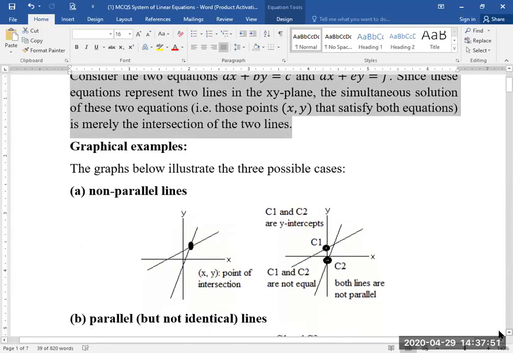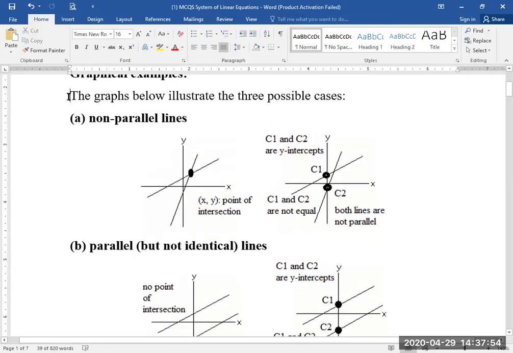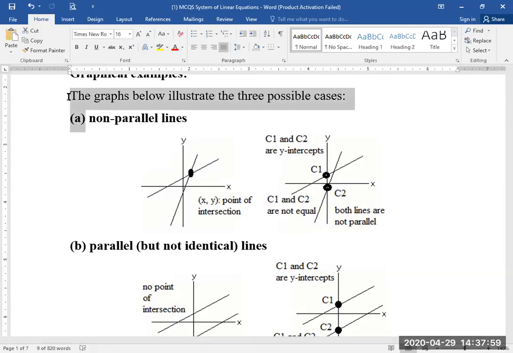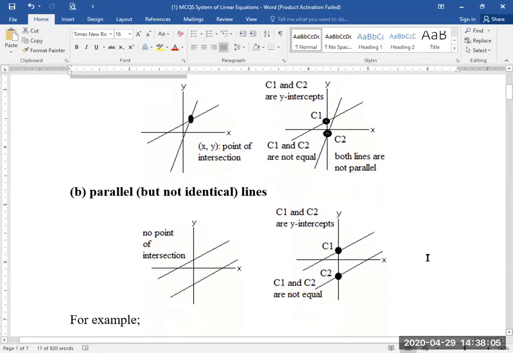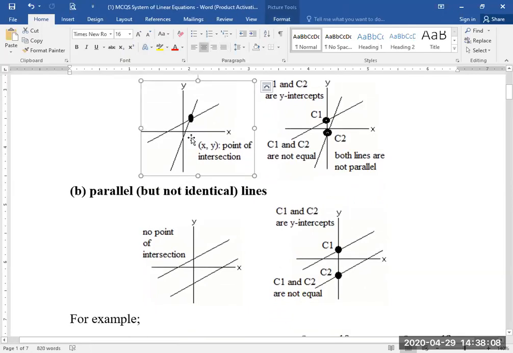Graphical examples. The graph below illustrates the three possible cases. A. Non-parallel lines. Students, see here, when the lines are not parallel, they intersect each other at this point, which we call x and y in the xy plane. This is also called the point of intersection, and we call it the solution of these two equations.